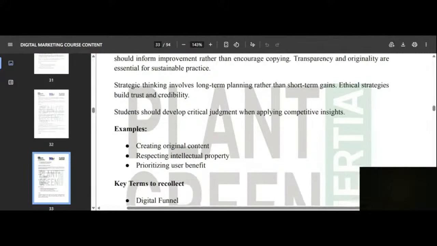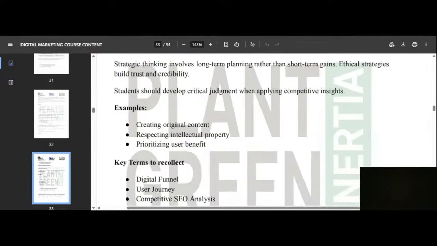For example, the creation of original content, respecting intellectual property, and prioritizing the user's benefit.